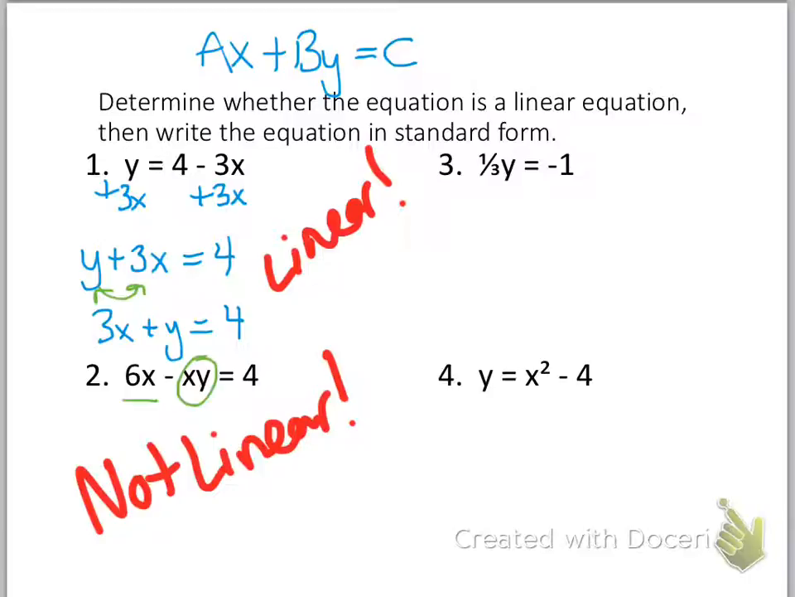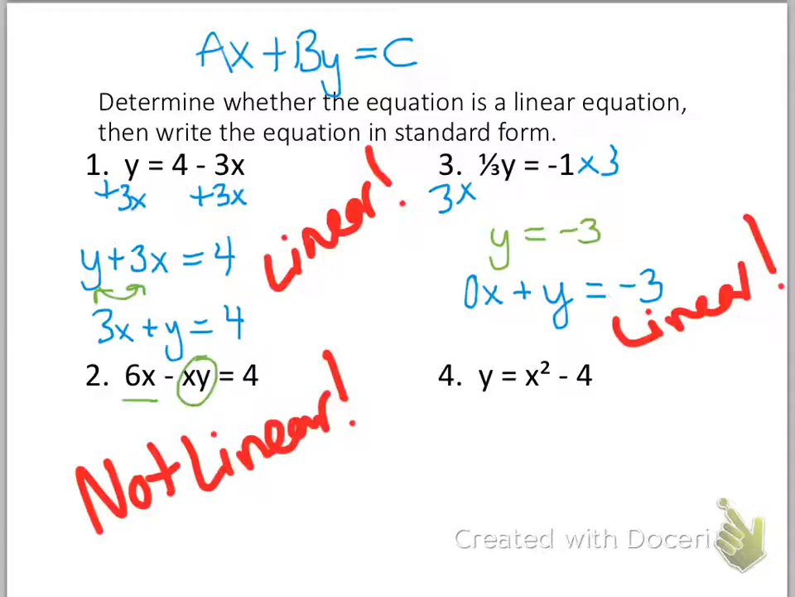All right, number 3. Let's see if we can simplify this one. That fraction makes me angry, so I'm going to make that fraction disappear. And I'm going to do that by multiplying by the reciprocal. I'm going to multiply by 3. So that gives me y equals negative 3. Now if you recall, to make it ax plus by equals c, I can do 0x plus y equals negative 3. That's ax plus by equals c. It's linear.